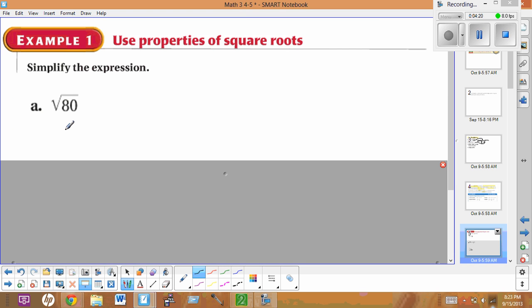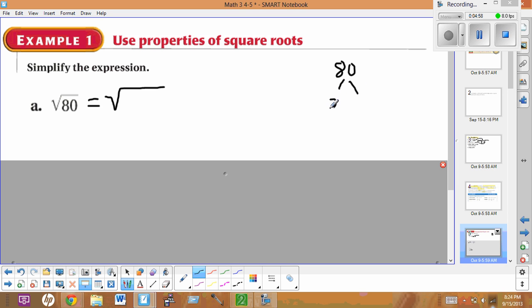Okay, let's go ahead and first start with simplifying. Let's start with the square root of 80. To simplify the square root of 80, the first thing I notice is it's not a perfect square. There's no number times itself that equals 80. So the way we're going to handle these is we're simply going to do a factor tree and rewrite 80 as a product of primes. So I'm going to go over to the side, take 80, and do a factor tree on it.